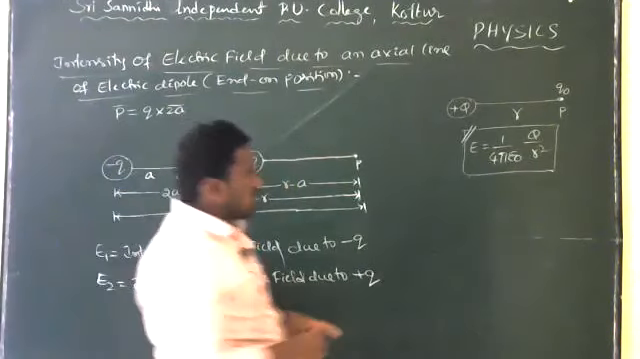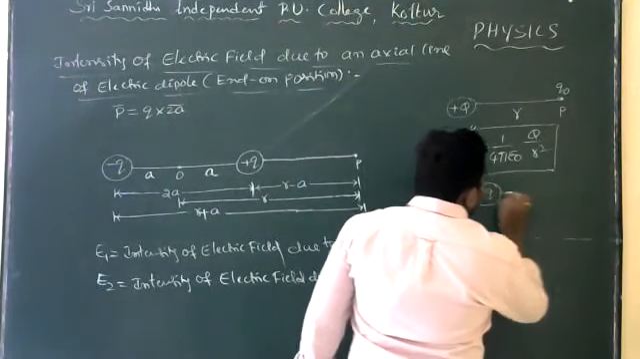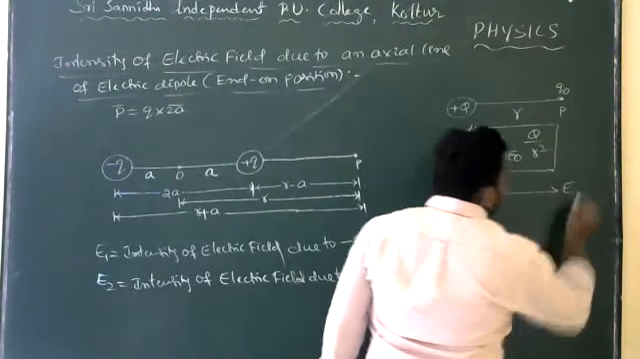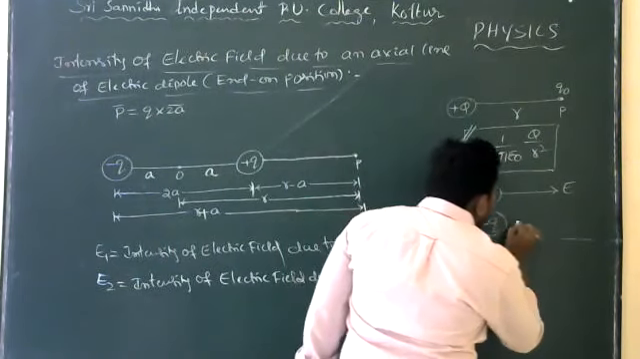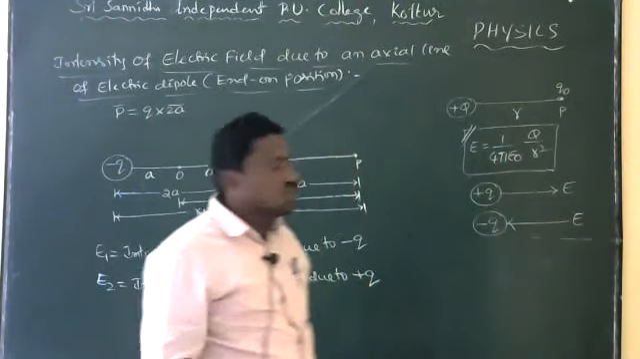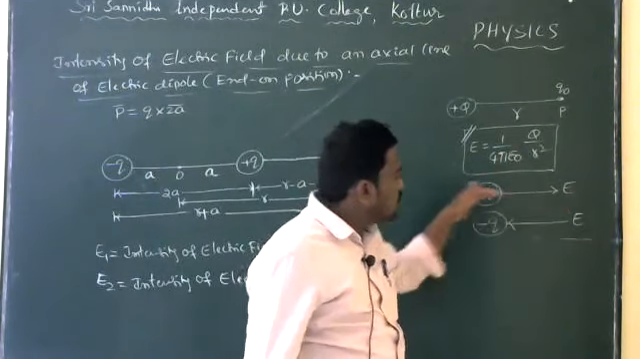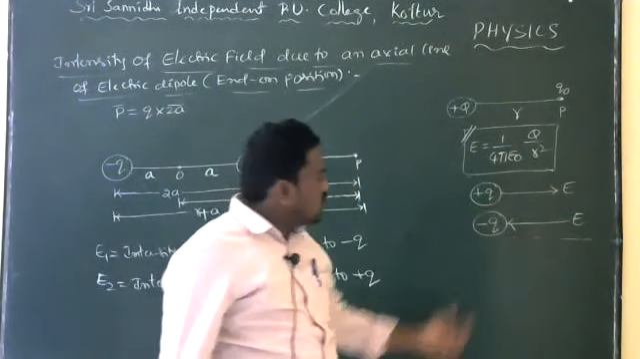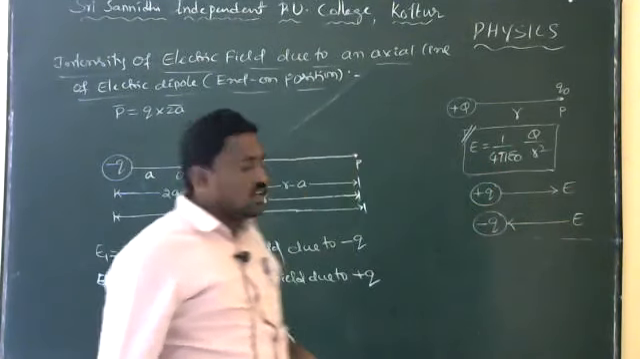So we know that if we use a positive charge, the intensity of the electric field is away from the positive charge. If we use a negative charge, the intensity of the electric field is towards the negative charge. So this is very important. For a positive charge, the field is away from the charge. For a negative charge, the field is towards the charge.